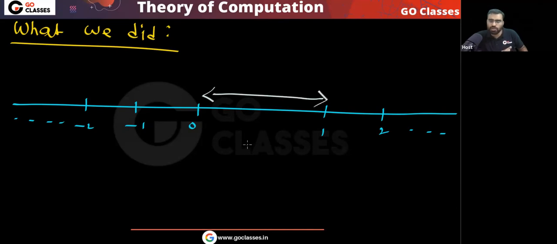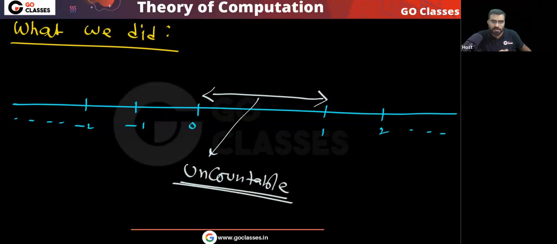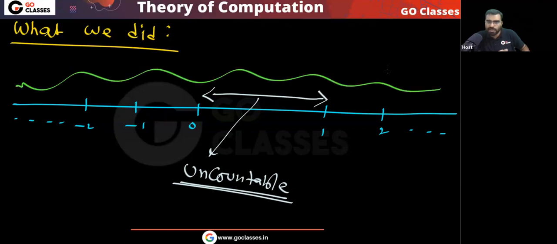Now in this real line, if you consider only those reals between 3 and 4, that itself is uncountable. Just think about it. This range itself is uncountable. So can I say your real line will also become uncountable?